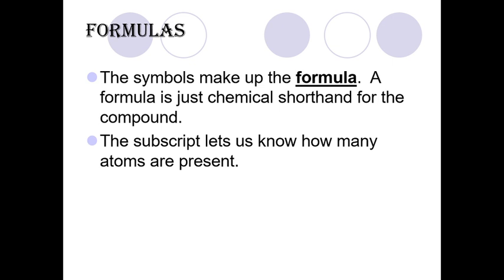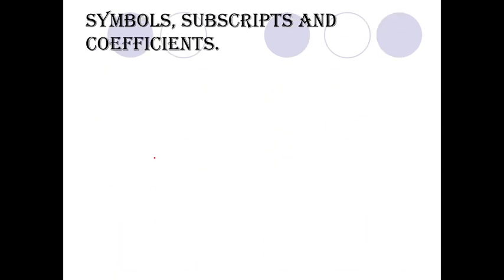Now, all compounds, we write them in formula format. A formula is just a chemical shorthand for the compound. We can write them in words and we can write them in chemical formulas. So we have the subscripts that let us know how many atoms are present, like I've already explained. So you look at the subscripts that will tell you how many atoms are present.